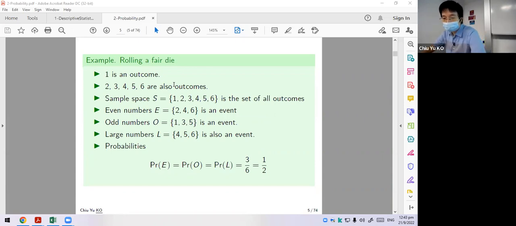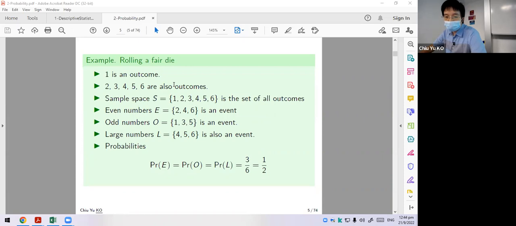So even numbers are just E. The even number, called E, will be equal to {2, 4, 6}, right? Odd numbers will be {1, 3, 5}, and large numbers will be {4, 5, 6}. Okay. And how can we assess probability? Actually we do know that if there's a fair die, and every outcome is equally likely, that would be fair, right? So if you repeat many times, 1/6 of the time is 1, 1/6 of the time is 2, actually 1/6 for every outcome, right?